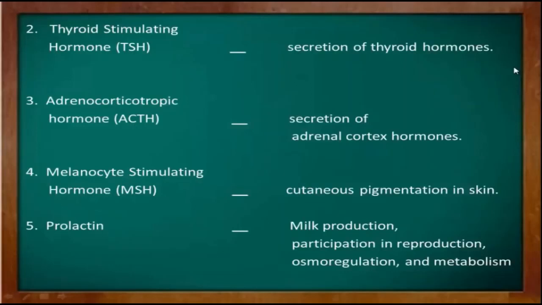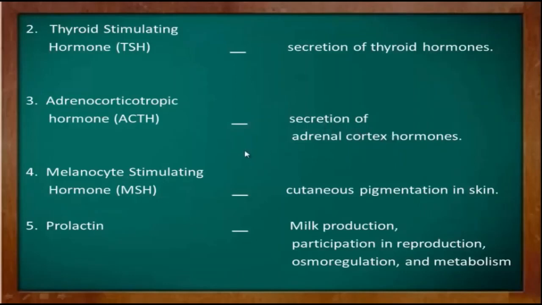Then the third hormone is known as adrenocorticotropic hormone or ACTH. It stimulates the adrenal cortex of the adrenal gland for the production of its hormones. It also influences protein synthesis in the adrenal cortex and induces the secretion of adrenal cortex hormones.